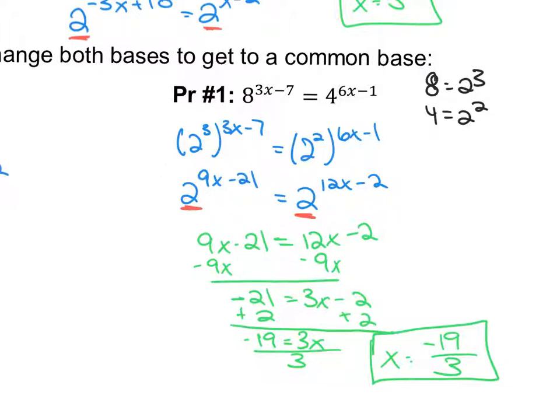So now that we have these common bases, we can go ahead and just solve for our x value. So we can say 9x minus 21 equals 12x minus 2 because of our common base rule. And then just doing some algebra, we end up with x equals negative 19 divided by 3, which is not a pretty answer, but I promise it's the correct answer. So if you got this far, great, good job.